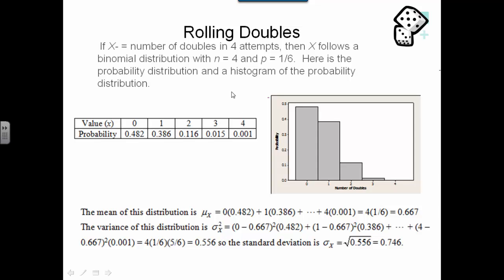Here's our example for rolling doubles. Here's the probability distribution histogram. The mean is 0.667, the variance is 0.556, so the standard deviation is 0.746. Again, review of the mean: take each value times the probability. And review of variance: take value minus the mean, squared, times probability.